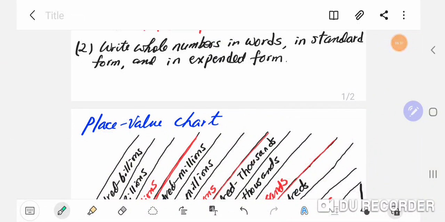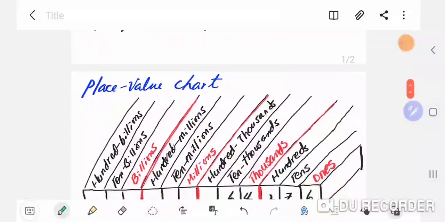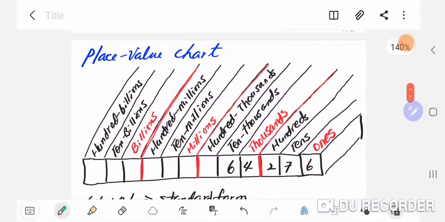Okay, the second definition is, we're going to write a whole number in words, in standard form, and in expanded form. First of all, we need to know the definition of place value charts. A place value chart shows that each digit has its own unique name. As you move from the right, the first digit is the ones digit, the second from the right is the tens digit, the third is hundreds, the fourth is thousands, and this digit is 10,000.